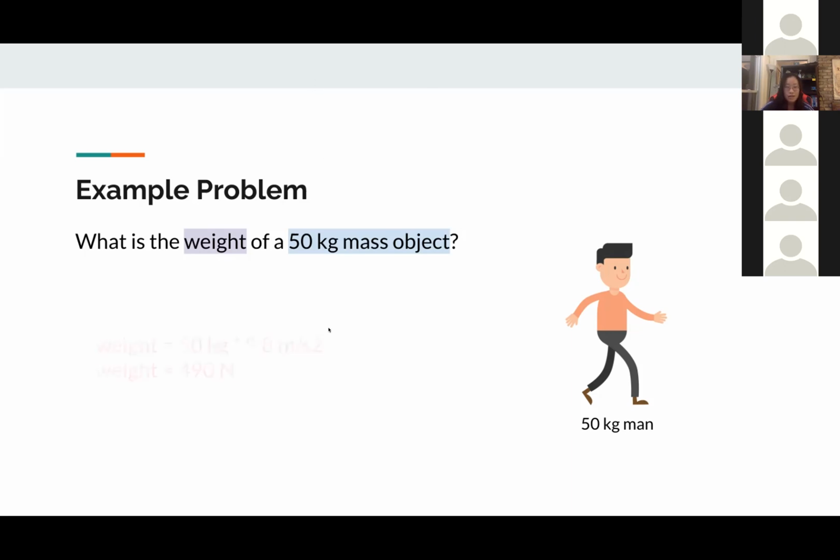All right, so I'll just get to it. The weight is, as I said, 50 kilograms times 9.8 meters per second squared, and that comes out to around 490 newtons.